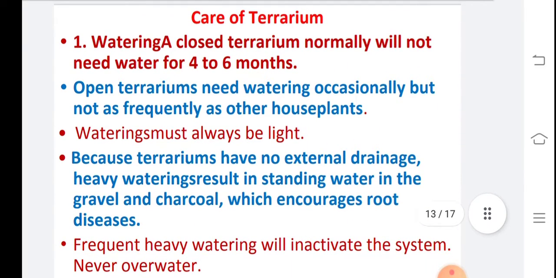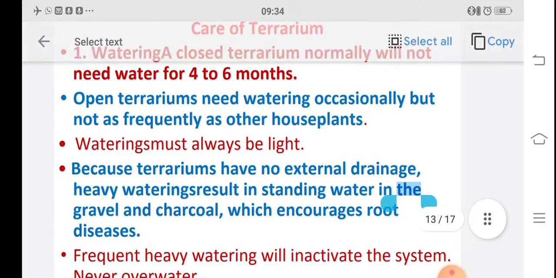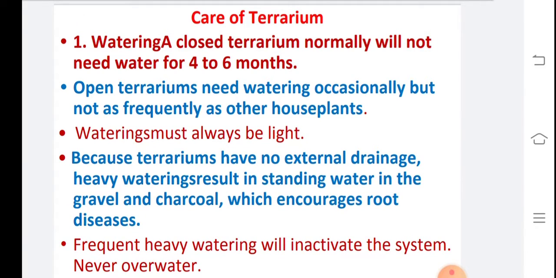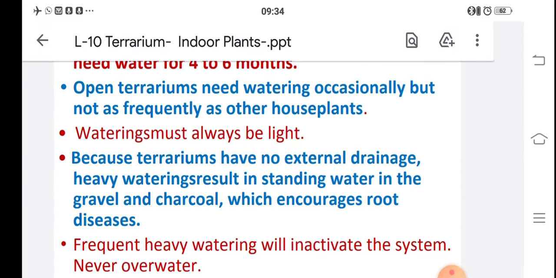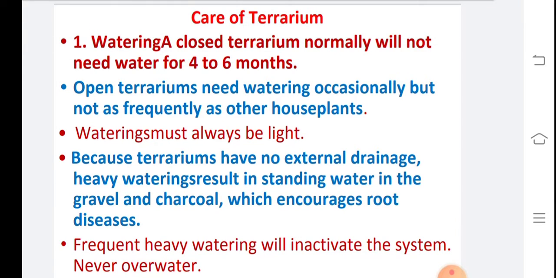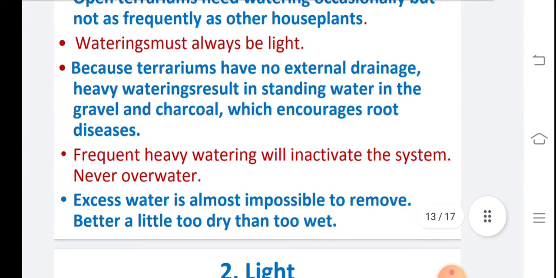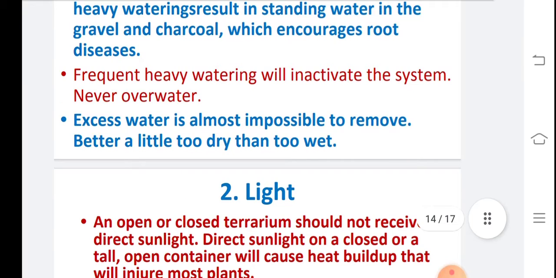Then in the care of the terrarium, watering is important here. In a closed terrarium, normally it will not need water for 4 to 6 months. Very little water is needed, every day there is no need of watering, because the drainage capacity is not there, since it is a glass pot. Then secondly, the use of charcoal and the use of soil is important.